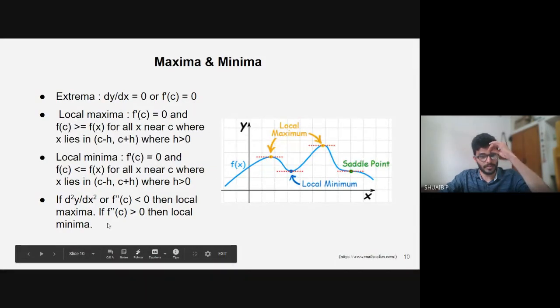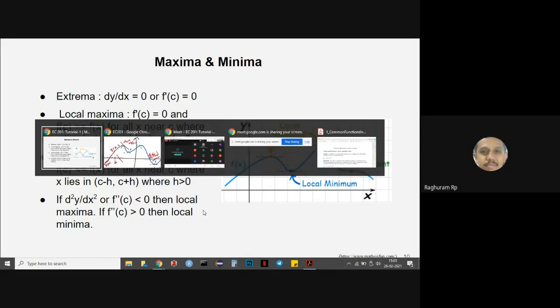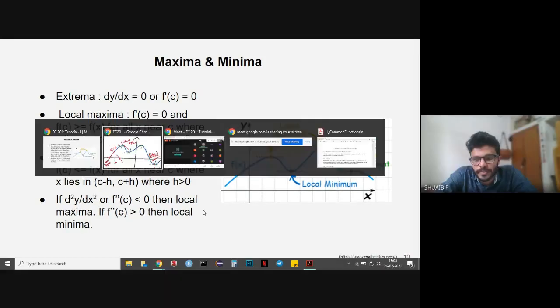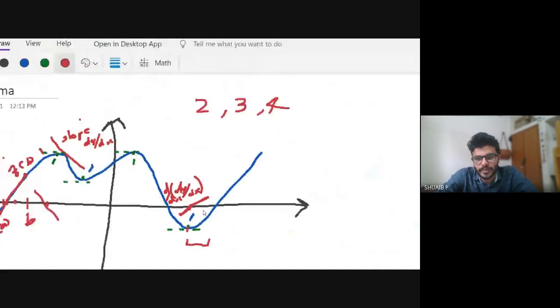Is there anyone who needs this explained more? The saddle point is something different, is it? Sorry? What is a saddle point? That is next. So here I don't have a saddle point.